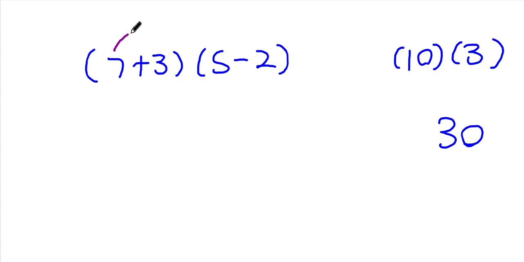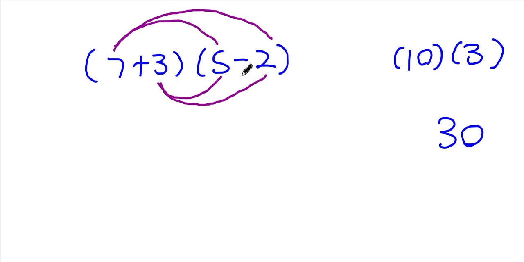Are you ready? 1, 2. So the first number multiplies by both numbers in the other bracket. The second number multiplies by both numbers in the second bracket. Agreed? Let's start off with the first one. 7 multiplied by 5. 7 multiplied by minus 2. 3 multiplied by 5. 3 multiplied by minus 2.